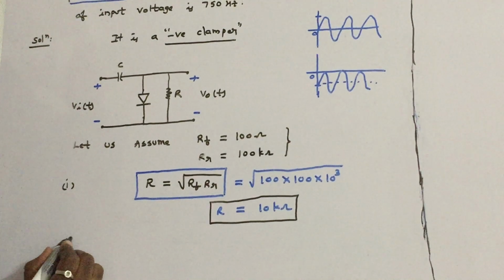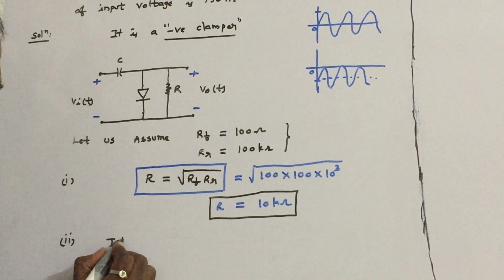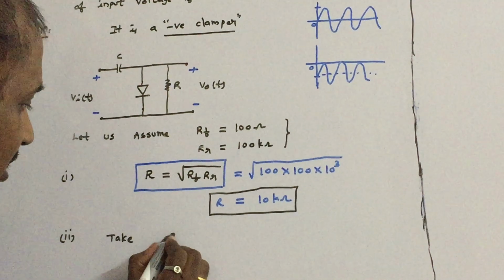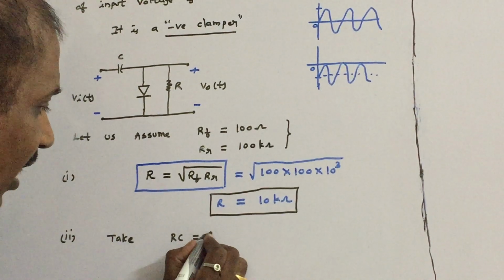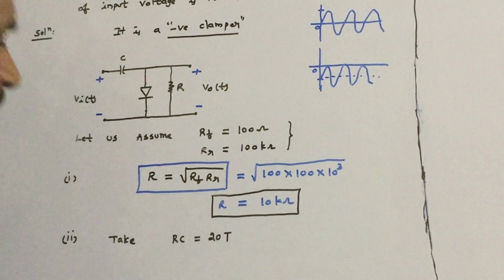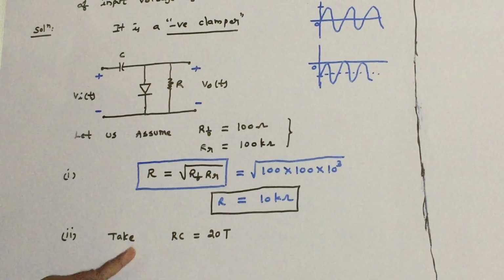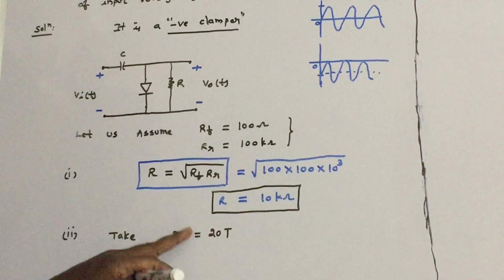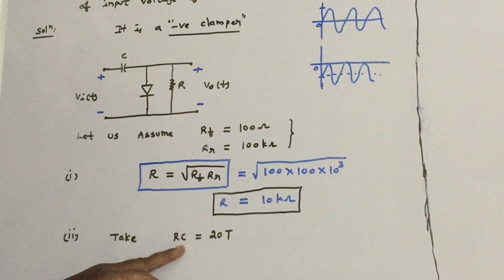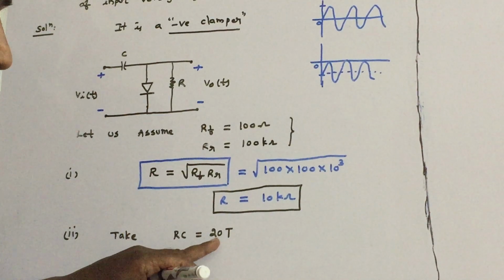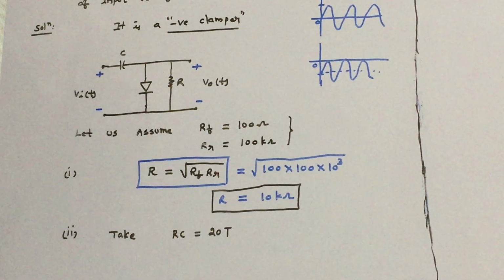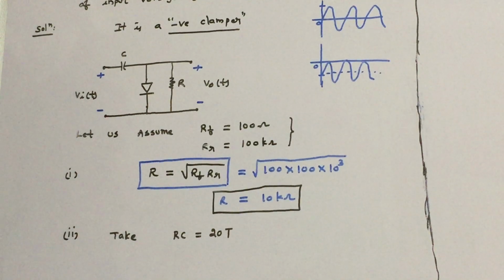The second design formula is to take the time constant. What is the time constant of the circuit? RC is very, very large. Let us assume it as 20T. This is the second formula you have to remember. Let us consider that the RC time constant of the circuit is very large, that is 20 times the time period of the input signal. Capital T is the time period of the input signal.